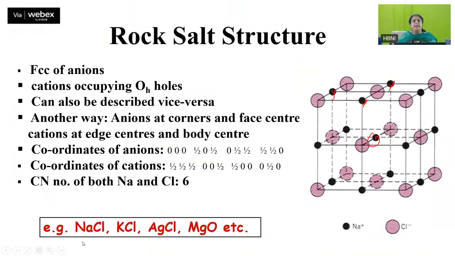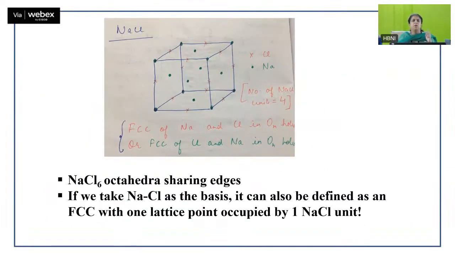So what I want to say is the coordination number of both Na and Cl is 6, and this particular structure is adopted by NaCl, KCl, silver chloride, magnesium oxide. Of course, the main criterion is that your cation and anion stoichiometry has to be 1:1. What are the other criteria?